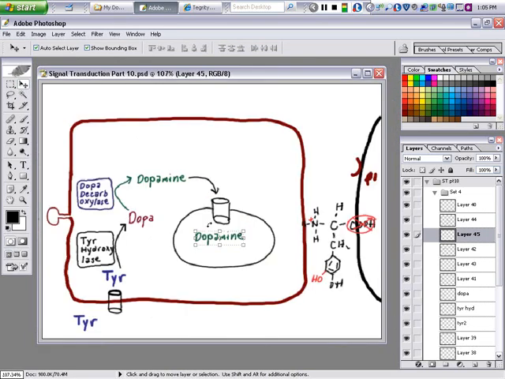What are we trying to make? Norepinephrine. Have we made it? We don't have it yet. So we still have some ways to go before we get there. And so when we come back next time, we'll figure out how you convert dopamine into norepinephrine.